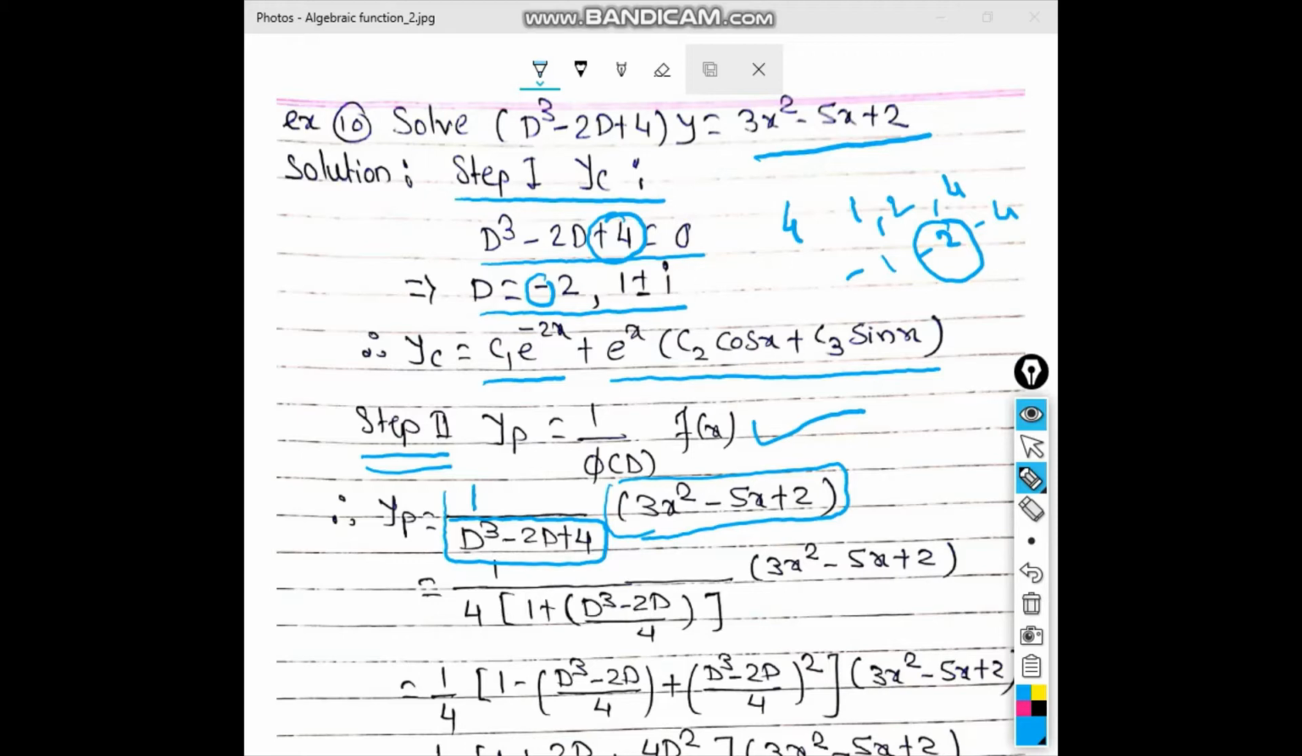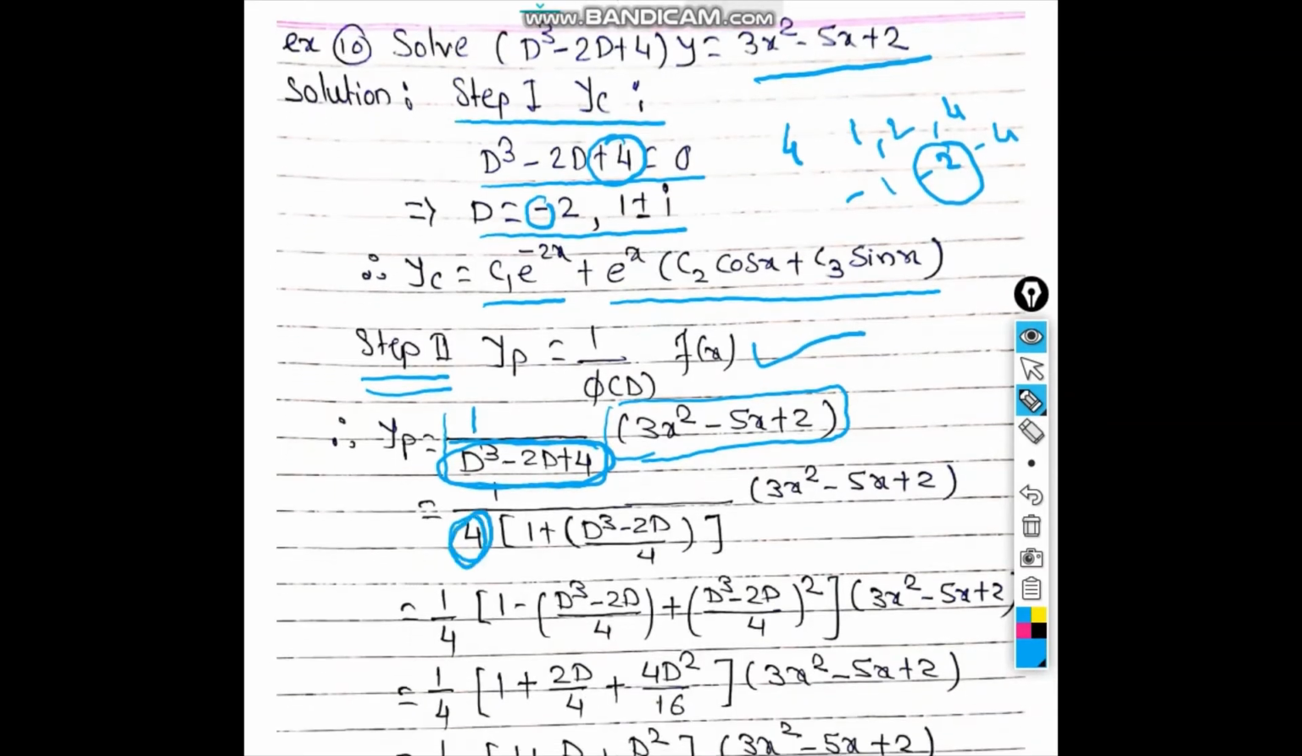So the method is, yes, we have to remove the operator 1 by phi of d, and to remove this operator, we always have to take the lowest degree term in phi of d. Now, if you observe in phi of d, d cube is a third degree term, minus 2d is linear, and 4 is a constant, that is the lowest degree term with degree 0. So we take 4 as common from the denominator because that lowest degree term is 4. Once we take 4 as common, the remaining part is converted into the form of either 1 upon 1 plus t or 1 upon 1 minus t.